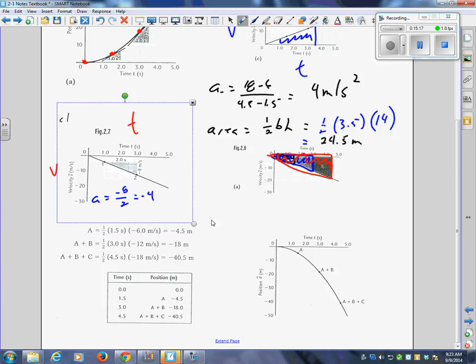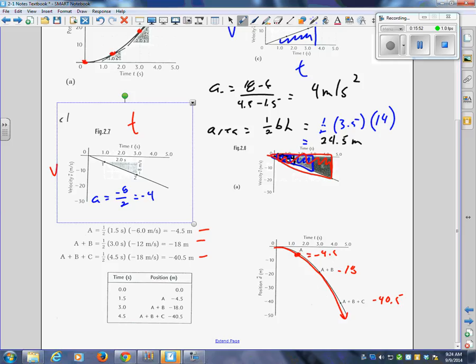So now these are the displacements for those 3 points, and then they plotted them on a graph and then did what? Drew a curve. So this A right here is at point minus 4.5, which was the area of the black triangle. And A plus B here is at minus 18. And A plus B plus C, I guess, is at minus 40.5. And then are you surprised that the DT graph is a curved line? Why not? Because it's accelerating, exactly.